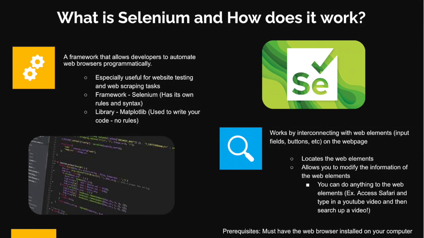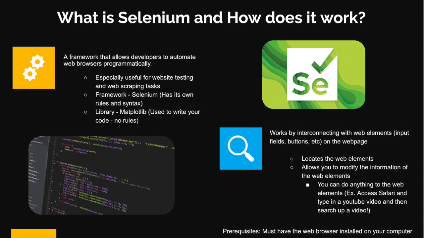Let me give you an example of what a framework is. For example, matplotlib is a library that you use to write your own code, where there are no rules when assigning it to your code. But Selenium is a whole different story. It's a framework. A framework is when Selenium has its own rules and syntaxes that you have to abide by.